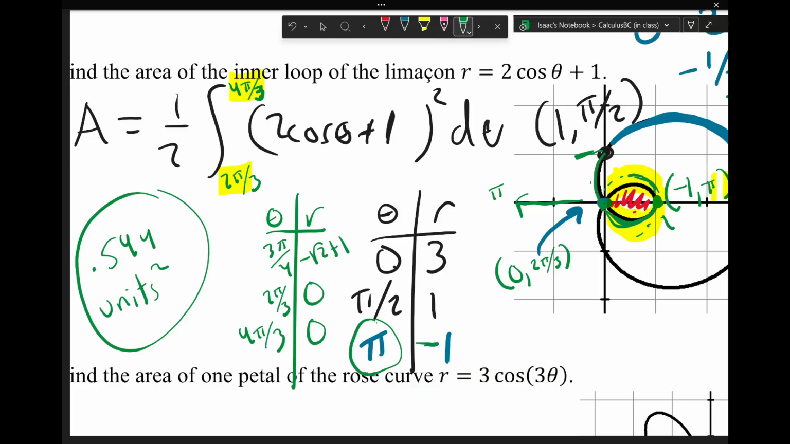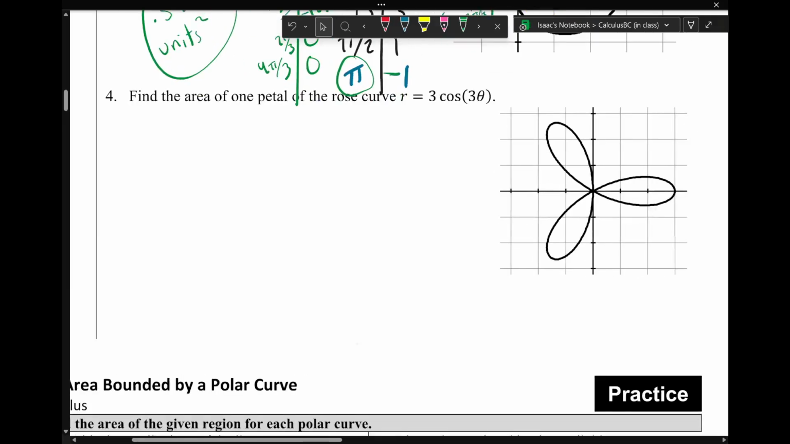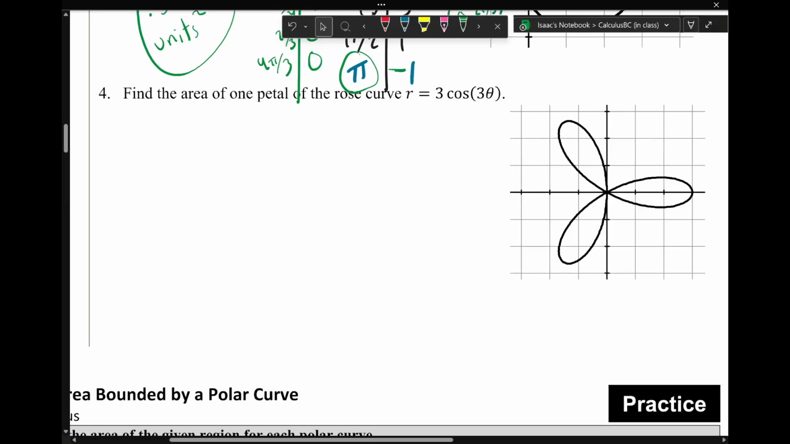Okay, anything jumping out at you about that one? Okay, one more, and then we'll be done with this till Wednesday. Okay, find the area of one petal of the rose, r equals 3 cosine 3 theta. Well, all petals have the same amount of area, so you can do whichever one you want to. They're all equal, but you've got 3 to pick from.